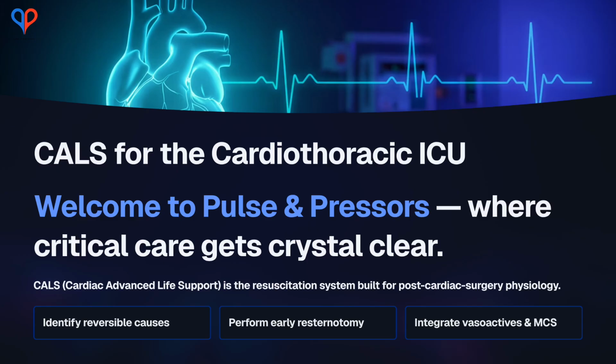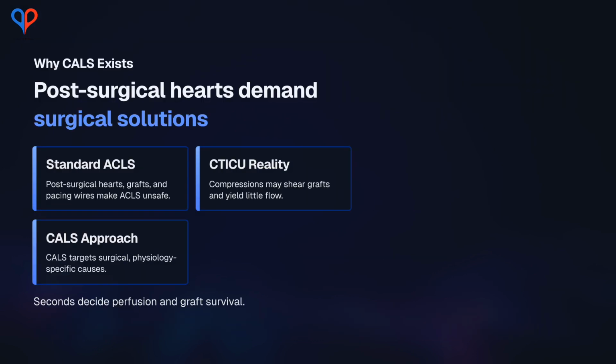Today we are covering CALS. CALS means Cardiac Advanced Life Support. It is a resuscitation system designed specifically for patients after cardiac surgery. These patients are different from typical medical arrests.